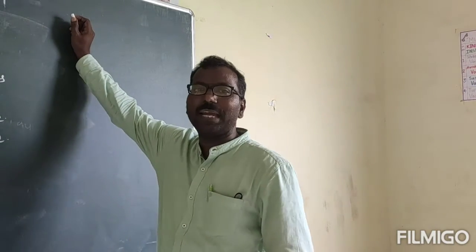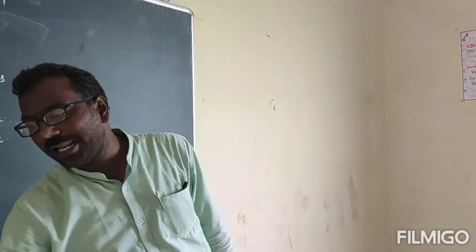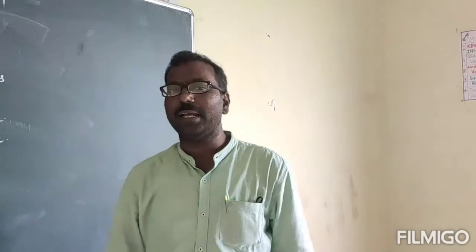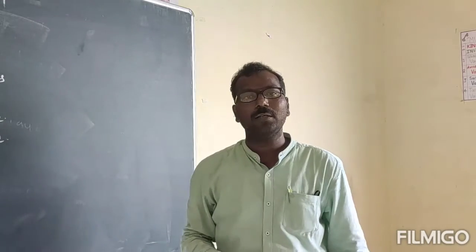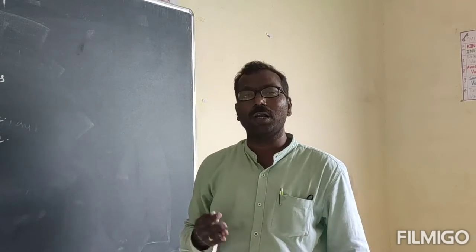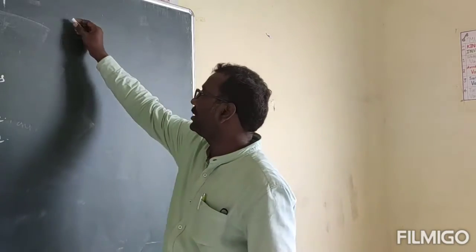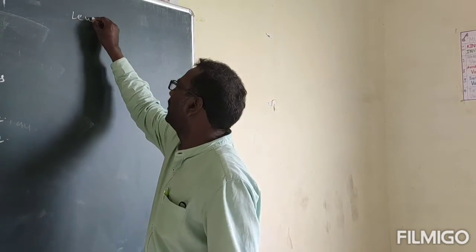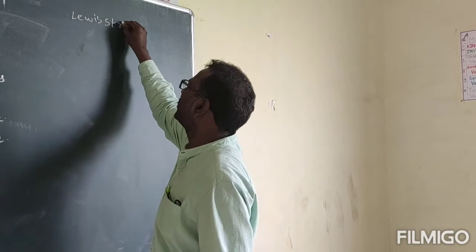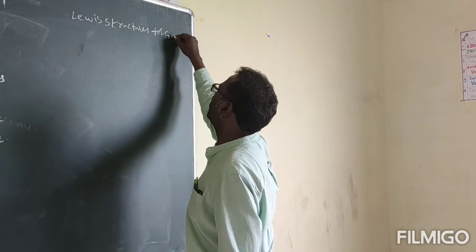In yesterday's class, we had the discussion about the Lewis structures for simple elements, and also we had a clear discussion regarding what is a chemical bond and what are the conditions for bonding. Now we will be seeing the drawing of Lewis structures for simple molecules.